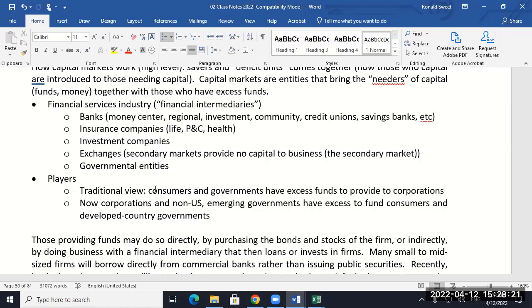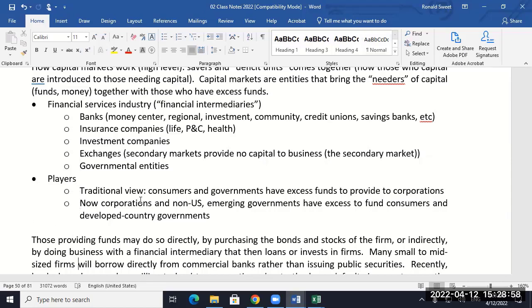So mutual funds aren't really providing capital to corporations. They're just providing capital between savers and investors. So they're kind of interesting entities. Exchanges, New York Stock Exchange, the NASDAQ, the London Stock Exchange. Those are the places that set up all this trading and exchanging. They're good places to invest. You can actually invest in these companies if you like. And in government entities, they obviously borrow a lot out there, and they provide a lot of the regulation.